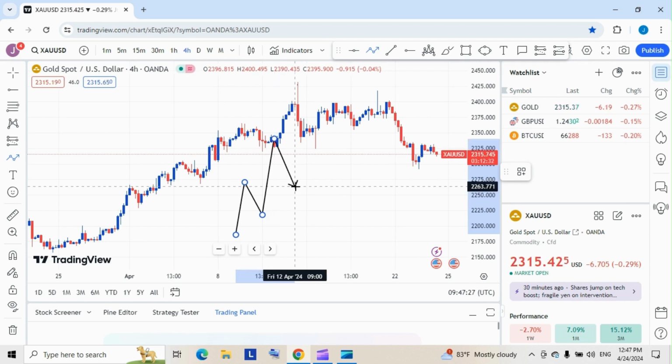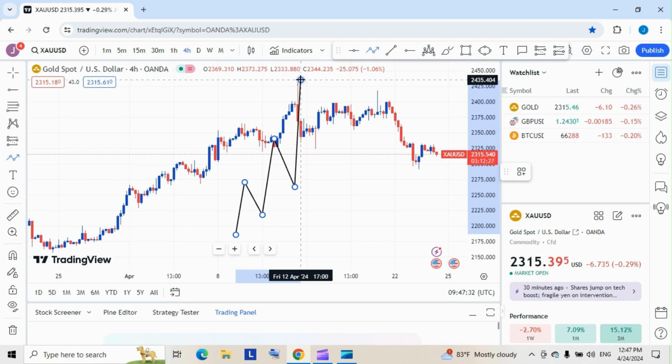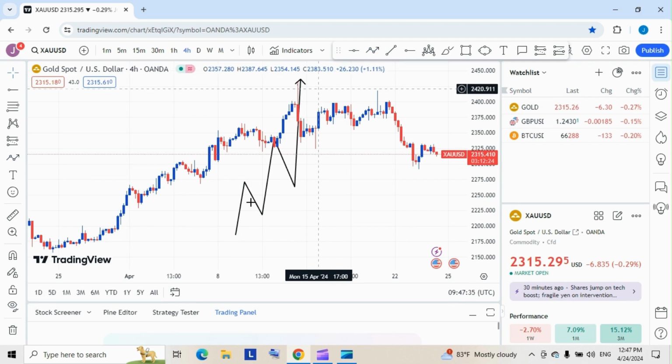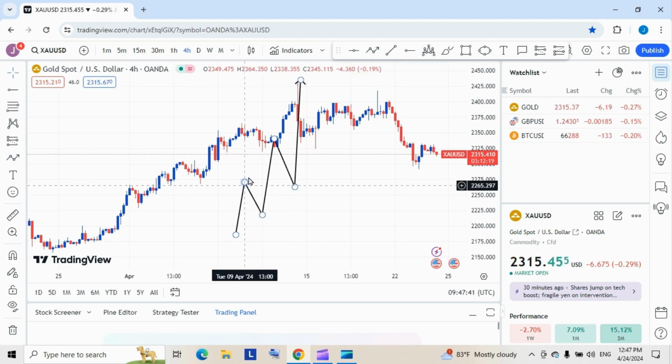So this is what a bullish structure. You see the buyers push this, you can see that this is our high and this is our low.